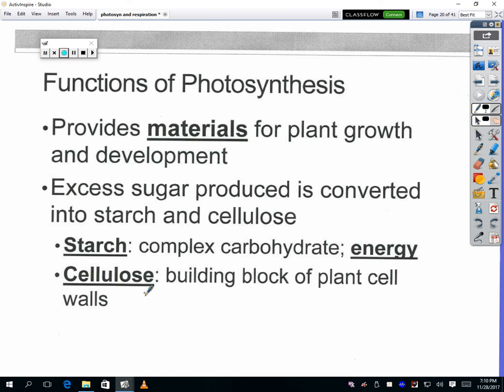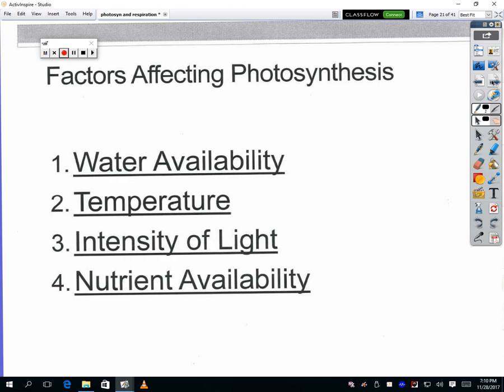Cellulose is a building block of plant cell walls. In fact, plant cell walls are made of cellulose. So there's another use for it right there. The sugar can be used to build these cell walls here.